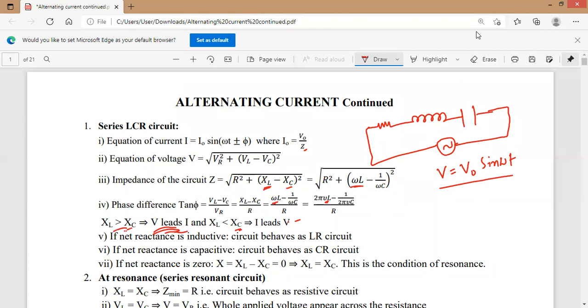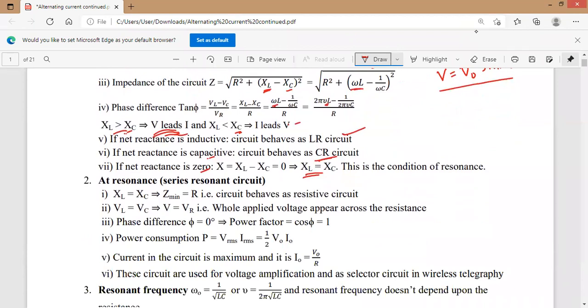If the net reactance is inductive, then the circuit behaves as an LR circuit. If the net reactance is capacitive, that is XC is greater than XL, then it's a CR circuit. If the net reactance is 0, then XL is equal to XC. This is the condition for resonance.